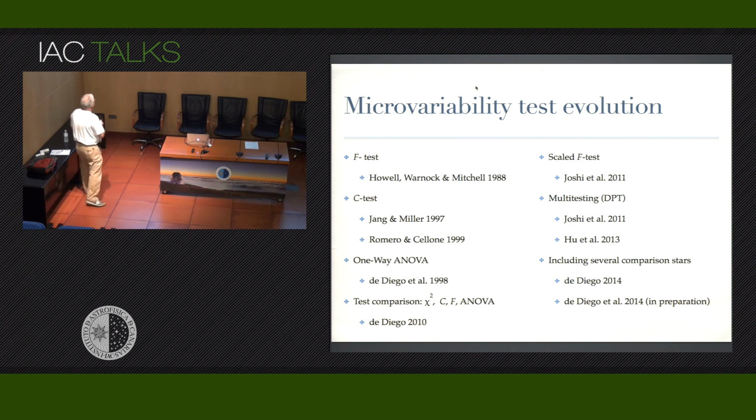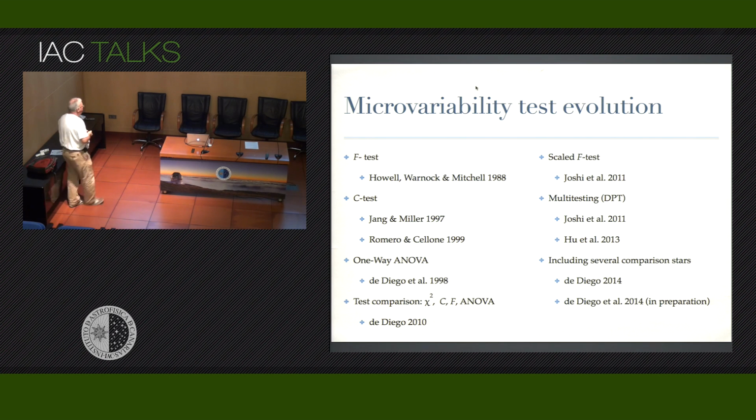Later, Jang and Miller and Romero and Cellone invented what is called the C-test, which is basically using the standard deviation instead of the variance as in the F-test. I will talk a little about this C-test, but it has many problems. At about the same time, I proposed with my collaborators to study these objects using the one-way ANOVA, Analysis of Variance. Later, 4 years ago, I made a study comparing several tests: the chi-square test, the C-test, the F-test, and the analysis of variance.